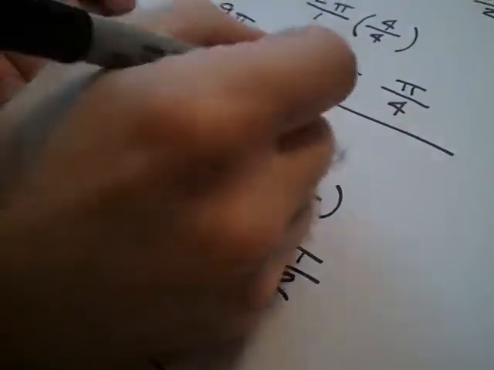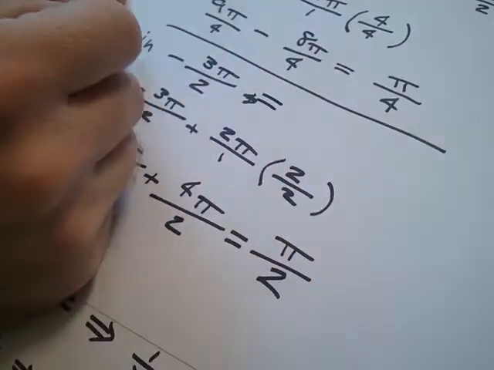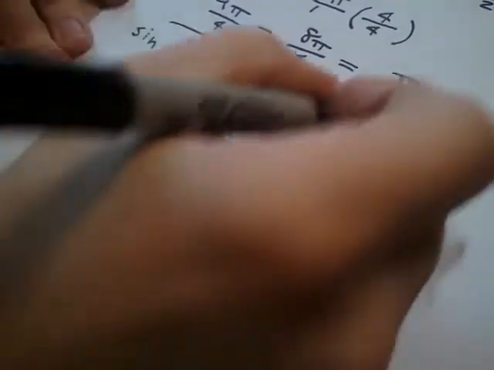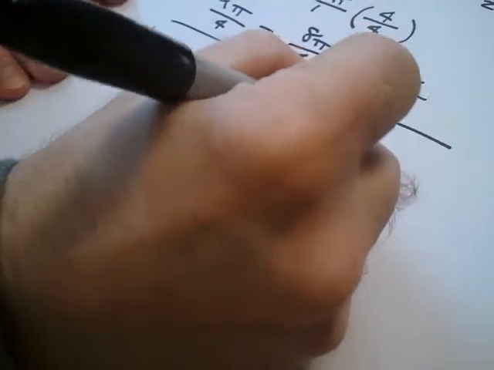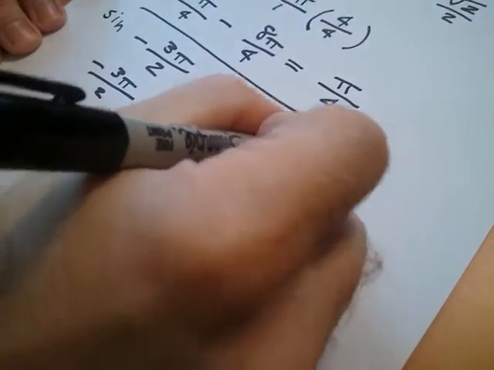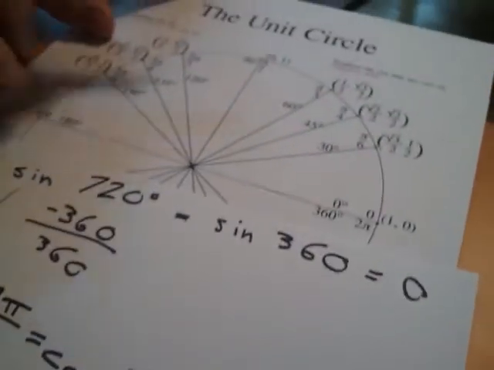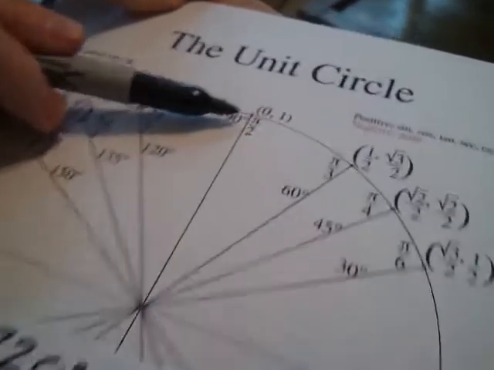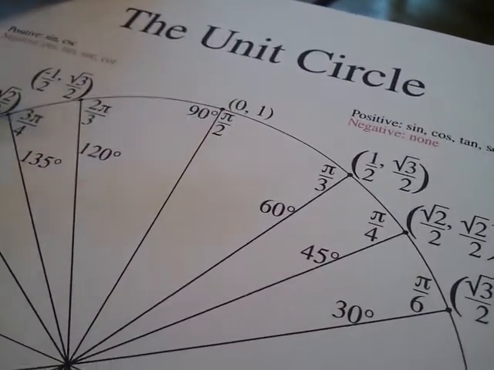So the sine of negative 3 pi over 2 is going to be the same thing as the sine of pi over 2. And if we look on our unit circle, that's just going to be 1. Sine of pi over 2, the y value there is just 1.